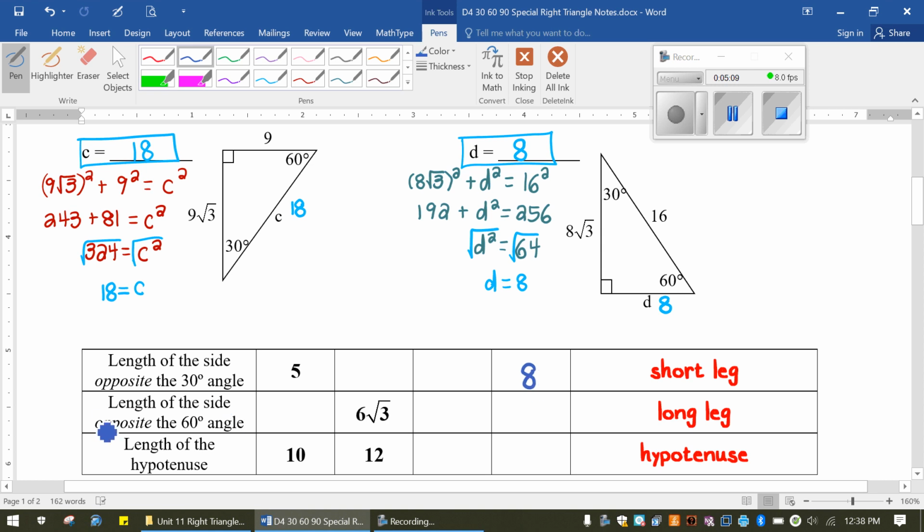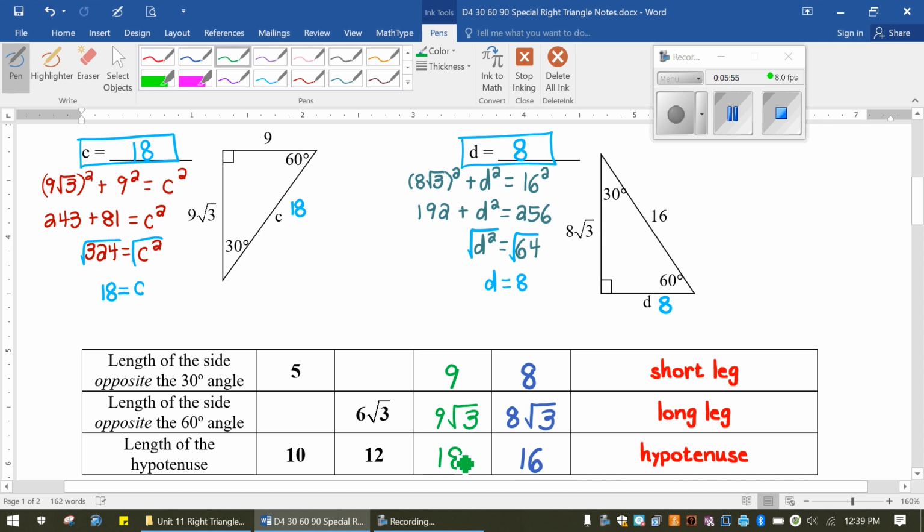Your long leg is the side that is opposite the 60-degree angle. So here's the 60-degree angle. There is the long leg. That's 8 root 3. And then your hypotenuse, the longest side in a triangle, opposite the 90-degree angle is 16. All right, let's do the same thing with the triangle with the value of C. So your short leg opposite the 30 degrees is a 9. Your long leg opposite the 60 degrees is 9 root 3. And the hypotenuse that we found with the Pythagorean theorem is 18.